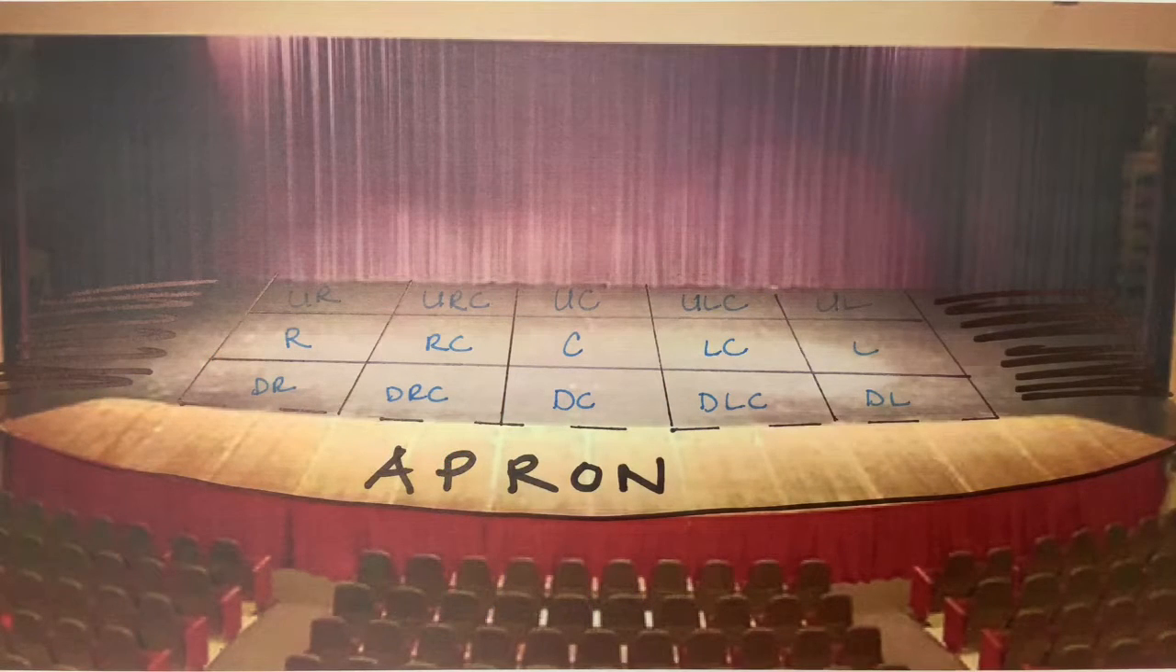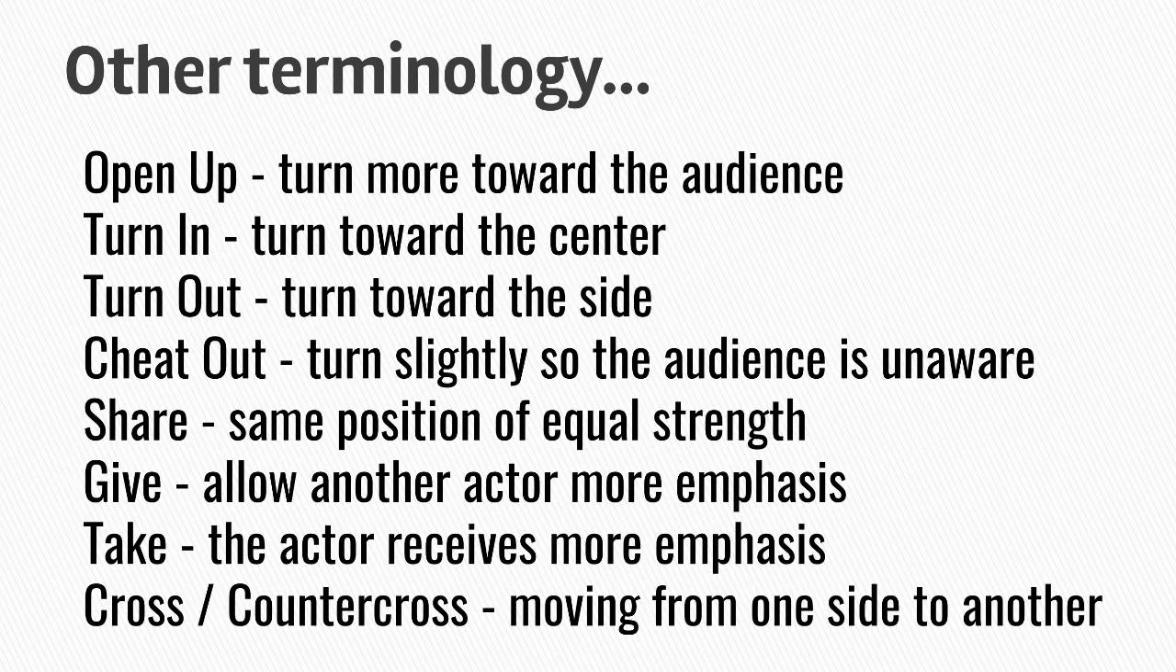In order to be seen by everyone in the audience, the actor is often given special instructions. These positions also relate to the actor's position in relation to other actors on stage. They are known as open up, turn in, turn out, cheat out, share, give, take, cross, and counter cross.